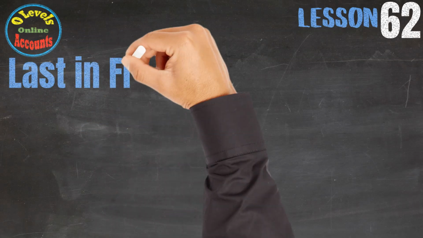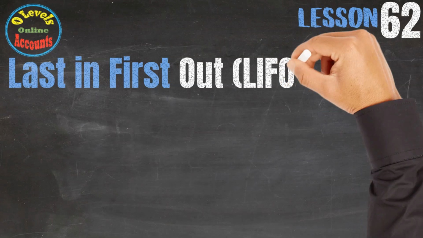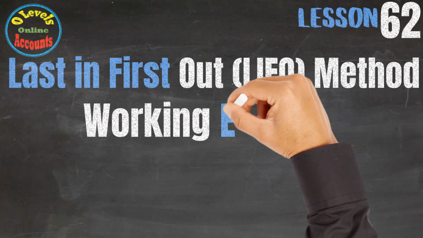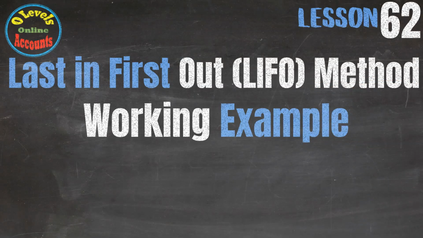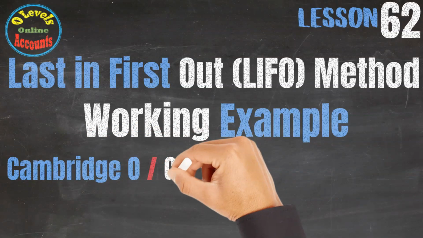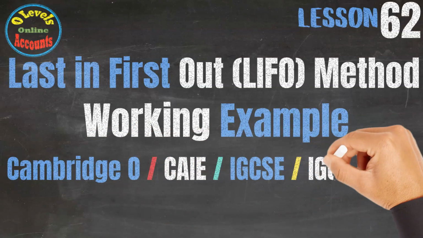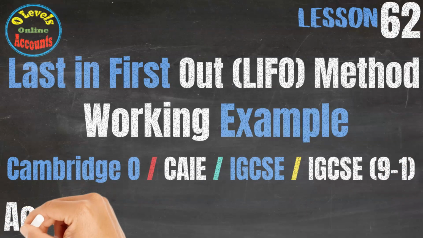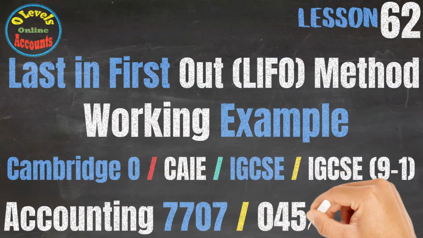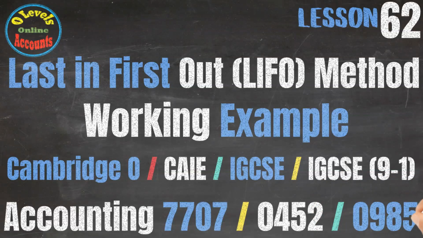In this video, we will discuss the last in first out method's working example. This video series is helpful for those students who are appearing in Cambridge O-Level upcoming exams, either in June or November, through CAIE or IGCSE, 9-1, for accounting 7707, or 0452 or 0985. Let's begin with the example material.